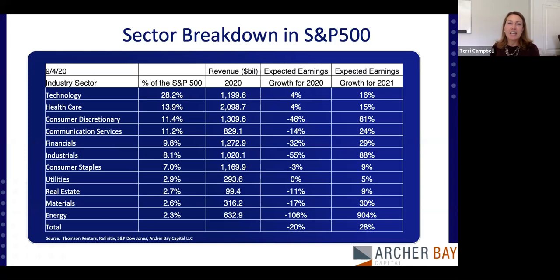Energy is actually negative, meaning that as a whole they will lose money this year. They have a big growth number for 2021, but that's coming off such a low base that it's deceptive, because it's a small number, and right now it's only about 2% of the S&P 500 overall.